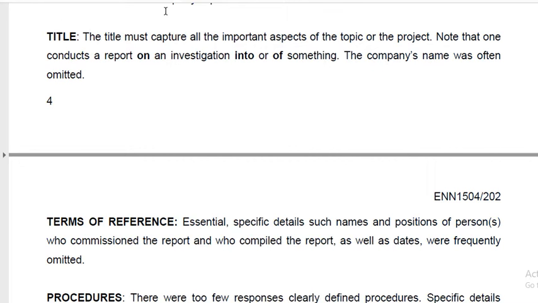The title must capture all the important aspects of the topic or the project. Note that one conducts a report on an investigation into or of something. The company's name was often omitted. Okay, it means they're trying to tell us that we need to make sure that we include the company's name. So this is feedback on the previous assignment. They're telling us that most students omitted the company's name.